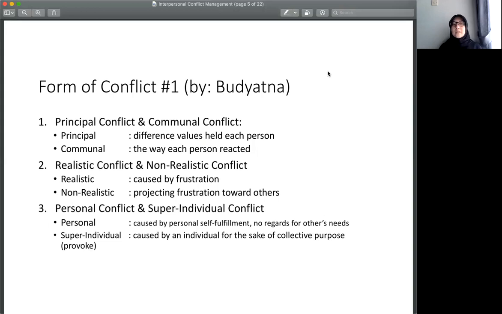Next one is realistic and non-realistic conflict. The realistic one is usually caused by frustration between two people, because here we are talking about interpersonal communication. For example, in a household, when spouses disagree about something, they could not communicate the disagreement effectively or fairly. And this energy will pent up into frustration, and finally there will be a conflict in the household.